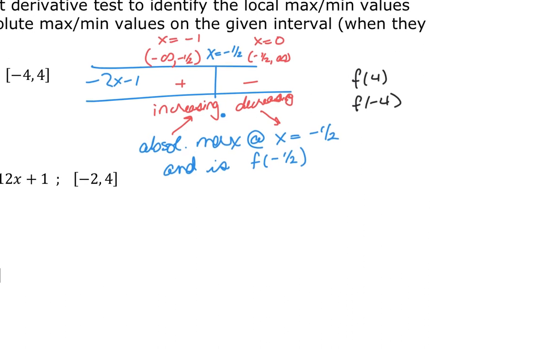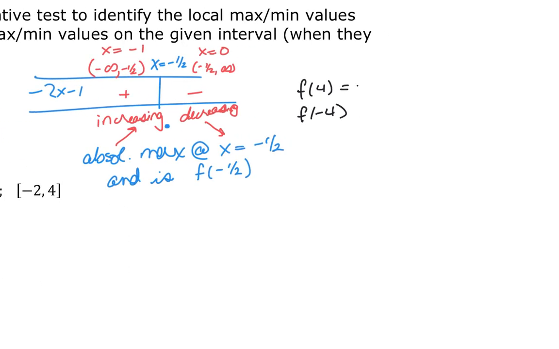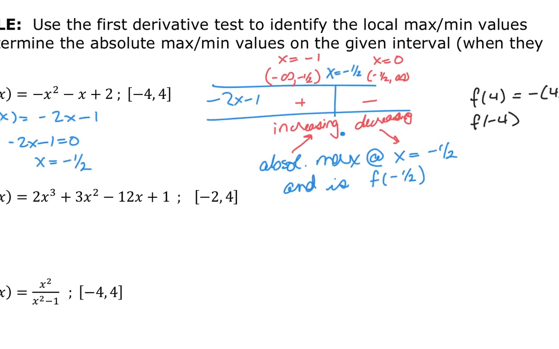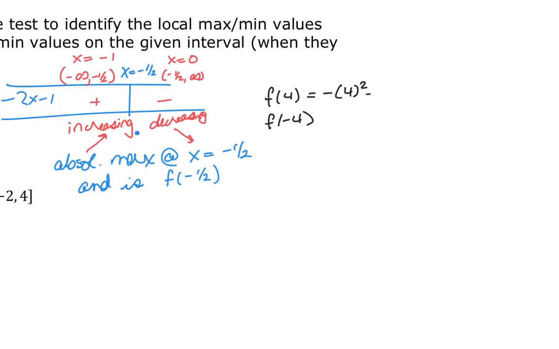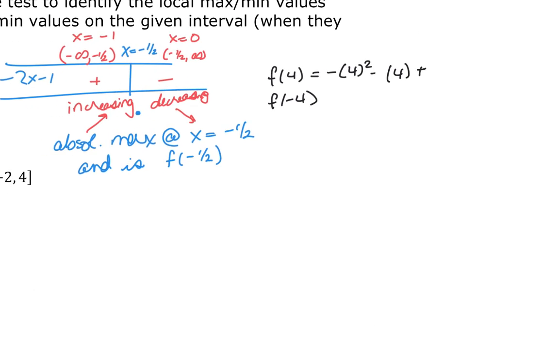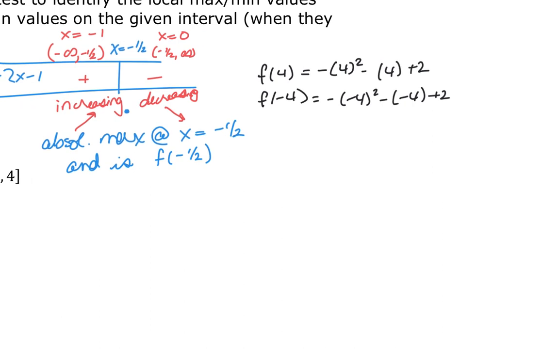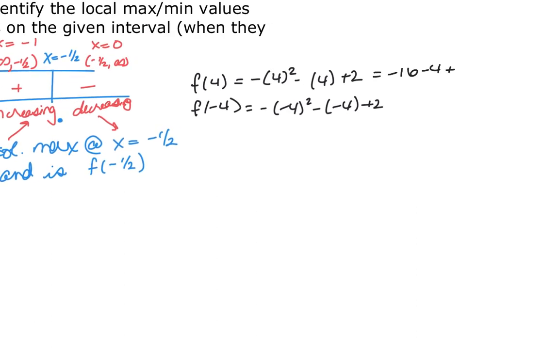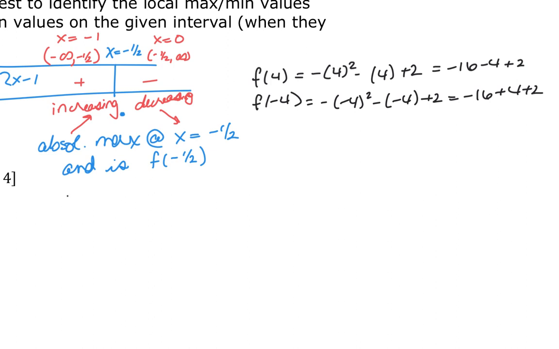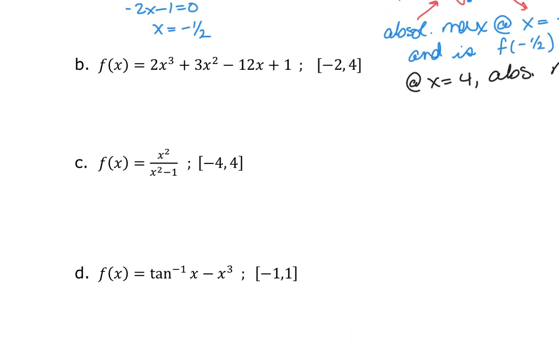So I'm going to put those in my calculator. I'm going to put it into the original function, and remember the original function is negative x squared minus x plus 2. So at 4, it is negative 4 squared minus 4 plus 2. And at the same time, I'm going to do negative 4, the quantity squared, minus a negative 4 plus 2. So this is going to be negative 16 minus 4 plus 2, and this one is going to be negative 16 plus 4 plus 2. So we can see at x is equal to 4, we have an absolute min of negative 18.